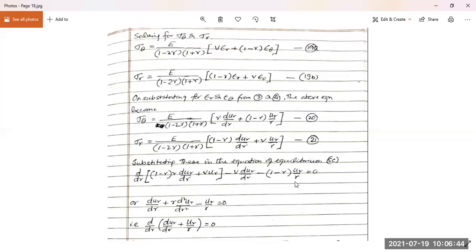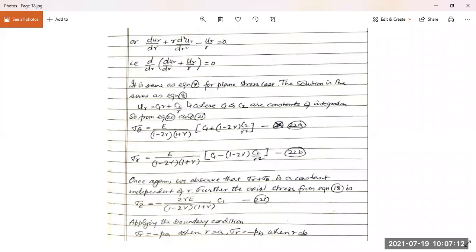Here u r by r will stay only here as minus, and the r du r by dr terms will cancel from here. So after simplification, we are getting r d squared u r by dr squared plus du r by dr minus u r by r. So what we are getting, d by dr of (du r by dr plus u r by r) is equal to 0 itself.